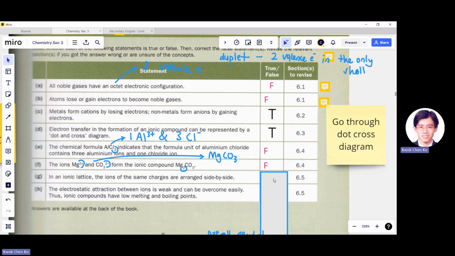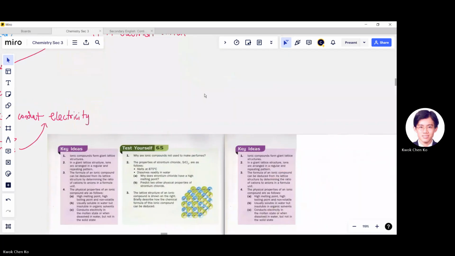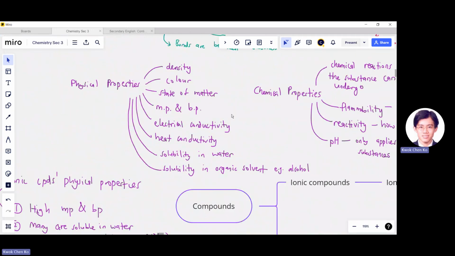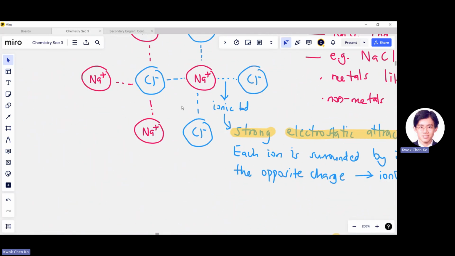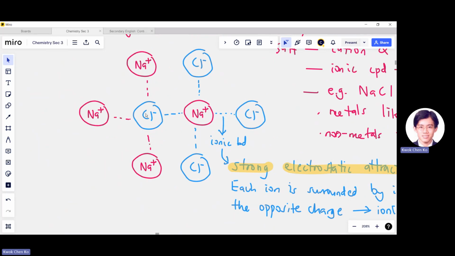Right, G, Singing. In an ion lattice, okay, once you see the word lattice, it means giant lattice structure. The ions of the same charges are arranged side by side. Okay, this one is tricky. What did I draw just now? Did you notice? Did I draw them side by side? No, I didn't. Because you need them to be opposite.